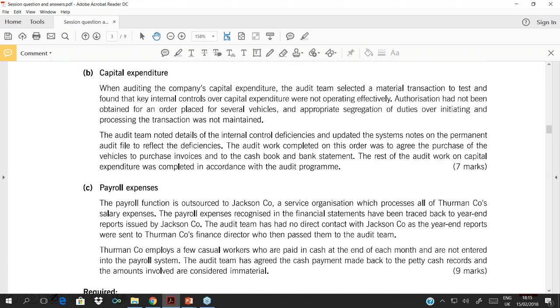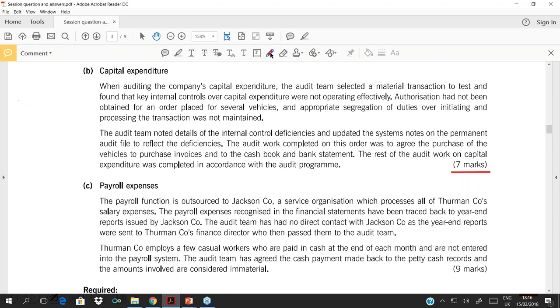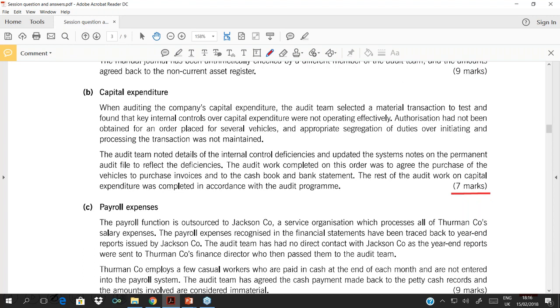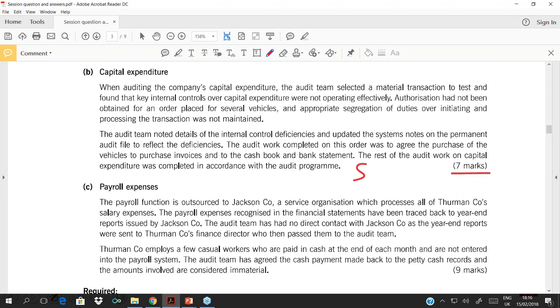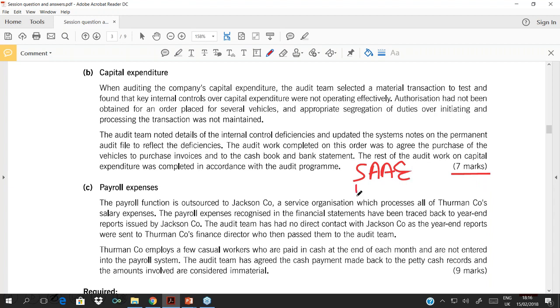Now, how many marks do we have for capital expenditure? 7. So 7, how would I allocate the 7 marks? First, I will find the sufficiency and appropriateness of the evidence. Second, I will find the weaknesses. And after that, I'll see how many marks are left. Whatever marks are left, I'll make procedures on it.